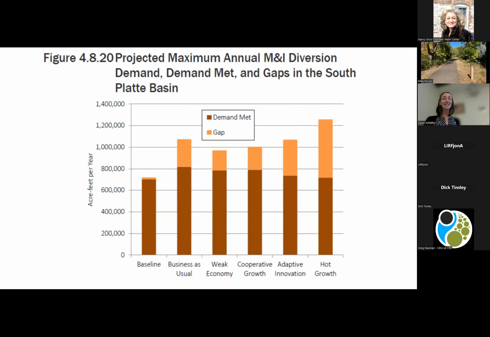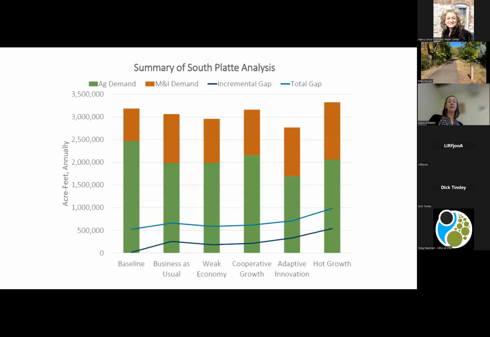And this is the supply and demand for municipal and industrial diversions. So dark red is the demand, and the light orange is the gap under these different scenarios. And then this is them together with the different scenarios. So green is the ag demand, orange is the municipal and industrial demand, and then these lines here are the incremental gap in dark blue, and the light blue is the total gap. And again, the baseline is where we're at today, and these different bars show what the supply demand gap will be in 2050.